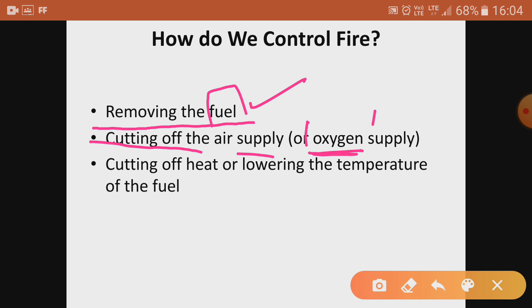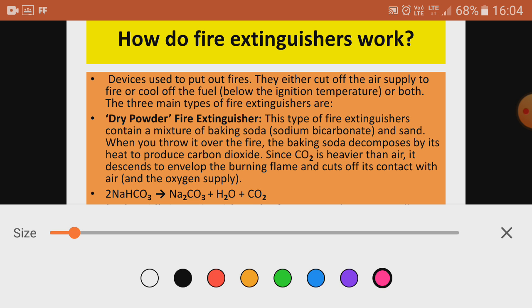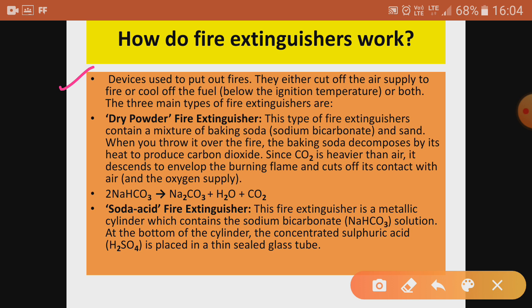So we don't have to provide the source of heat, we don't have to provide the fuel, and we have to cut off the supply of oxygen. These are different means and ways to control the fire. Now the next very important topic is how do fire extinguishers work. Before that we must know about fire extinguishers.